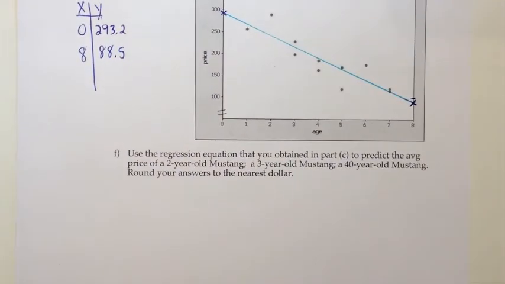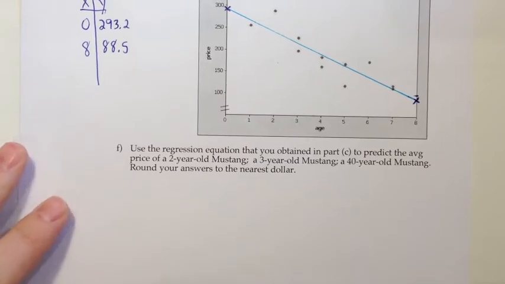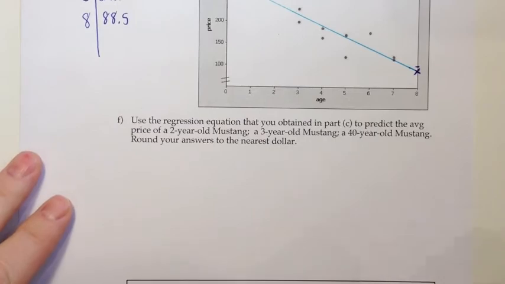Now they want us to start making some predictions. So use the regression equation that you obtained in Part C to predict the average price of a 2-year-old Mustang, a 3-year-old Mustang, a 40-year-old Mustang, and round your answers to the nearest dollar. So let me go ahead and show you what I would do there.